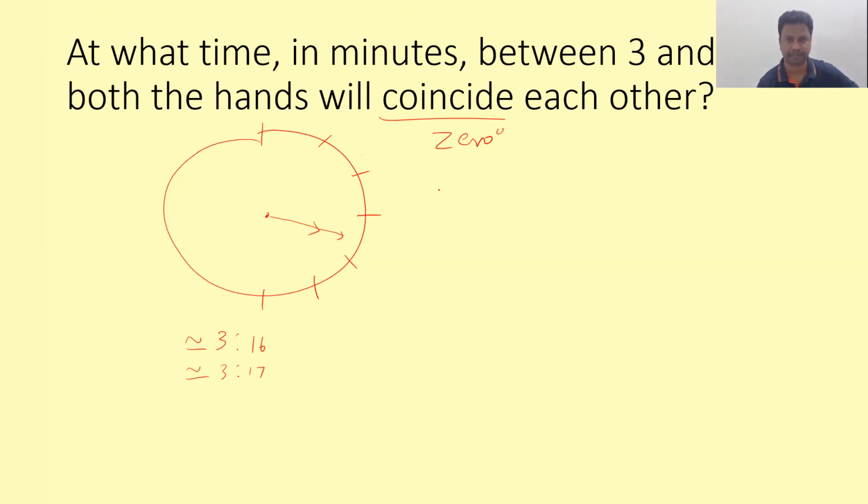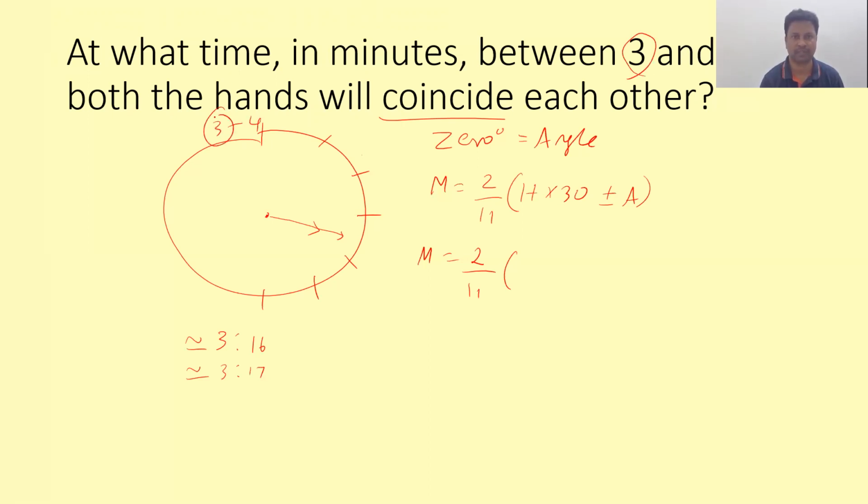See this. The formula is minute equals 2 by 11 into (h into 30 plus or minus angle). The angle they are giving is 0 degree. Now, what is h? The lowest interval between 3 and 4 o'clock. Between 3 and 4 means they will give only a 1 hour interval, not more than 1 hour. In that interval, the lowest value is what you take as h. So here it is 3, so 3 into 30. Plus or minus 0 won't make any change, so we can ignore this part.